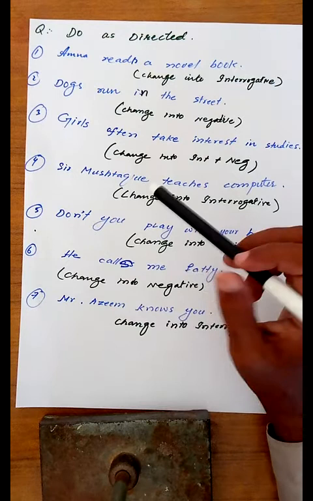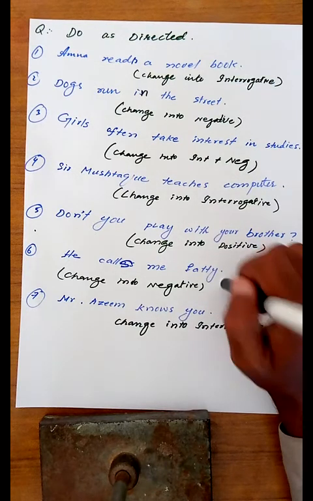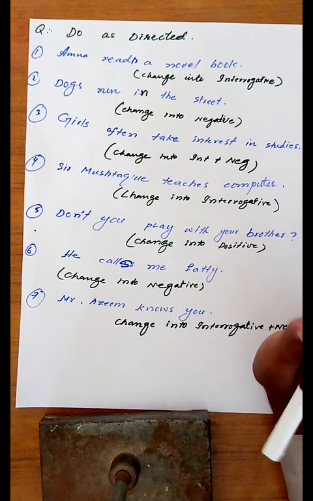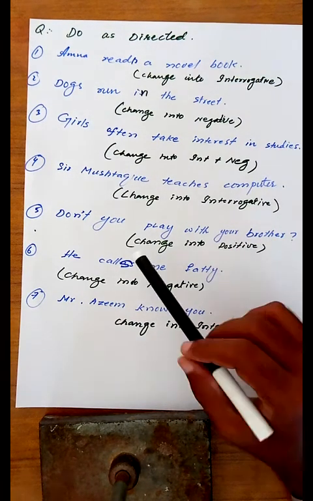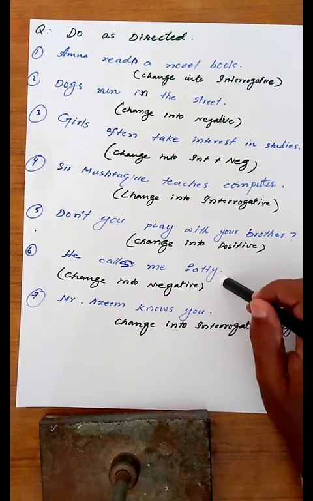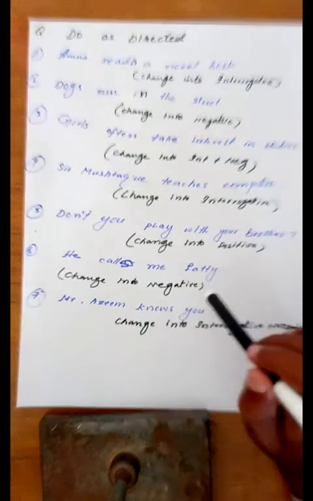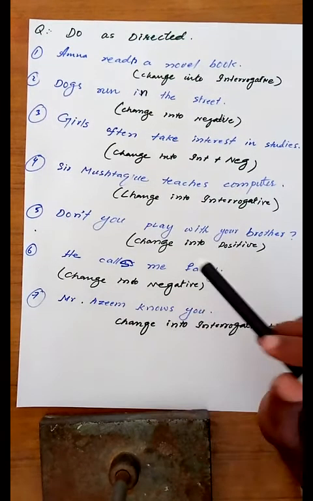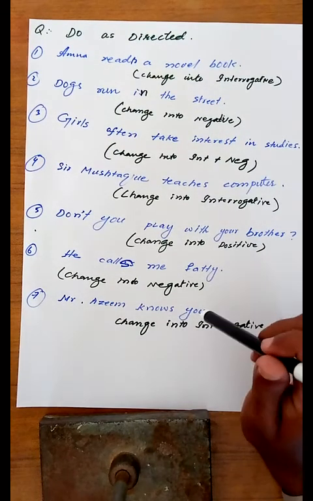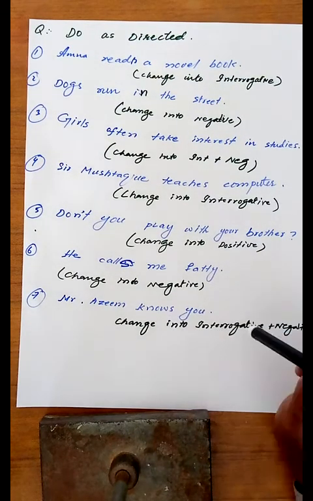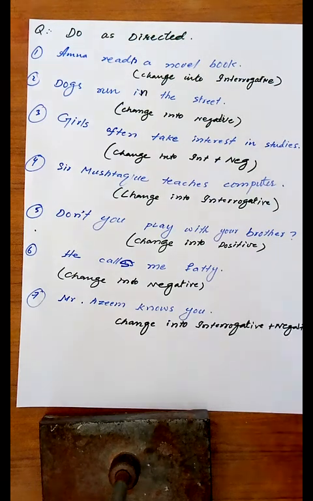Number 6, he calls me fatty. Fatty means a person who is fat. Okay, a person who is fat is called fatty. So he calls me fatty. Change into negative. And number 7, in the last, Mr. Azim knows you. Change into interrogative plus negative.